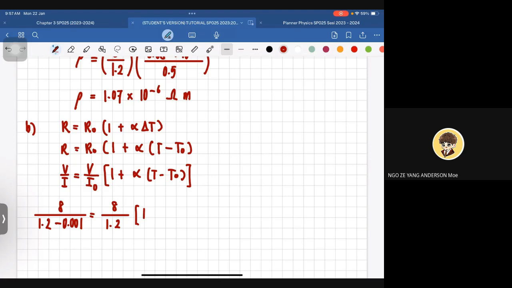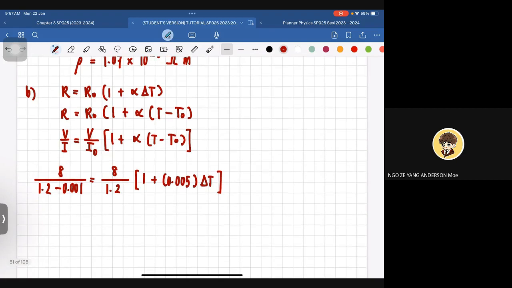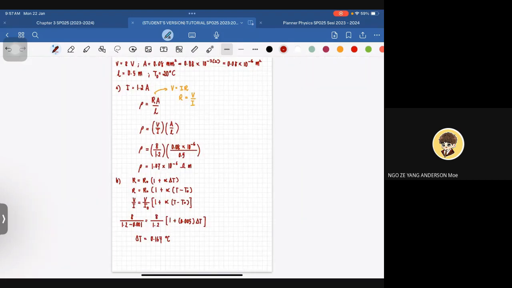Oh, ya kan? Kenapa saya expand lah tadi? So yang ini 0.005. And then this is delta T je lah. Okay, so we are looking for the change in temperature, which is delta T. Okay, so kalau kamu substitute dalam calculator, you will then get delta T equal to 0.167 degree Celsius. Okay, okay kah di sini?